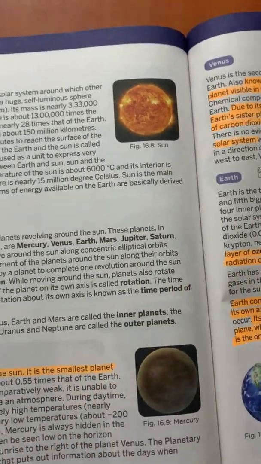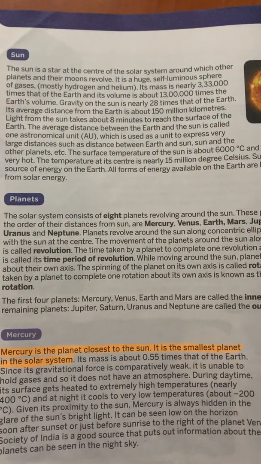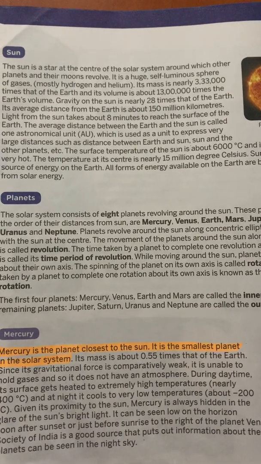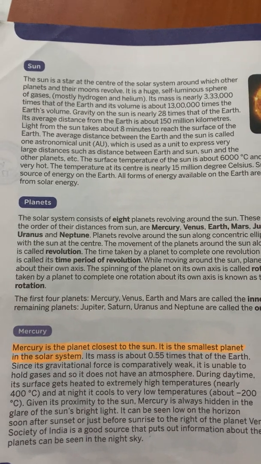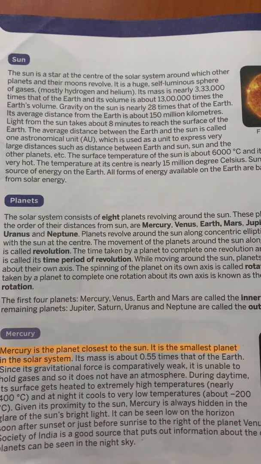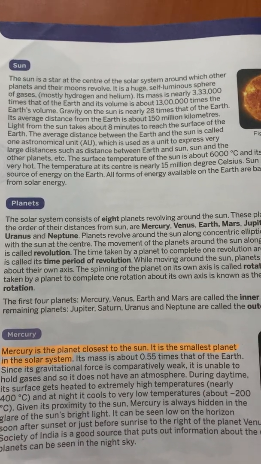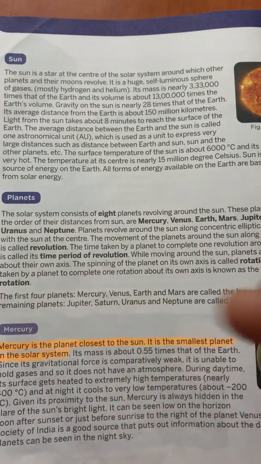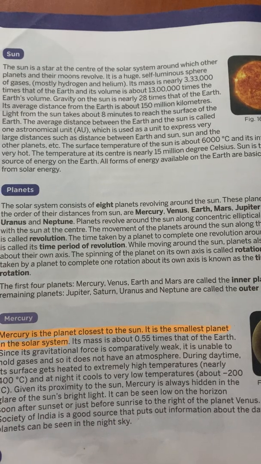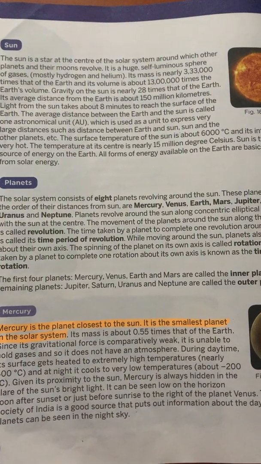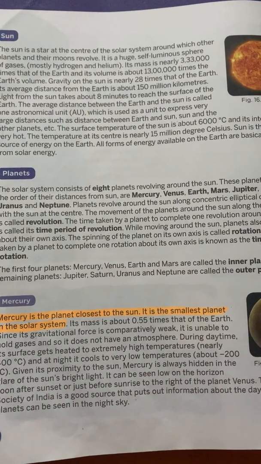We will be discussing the sun in detail. The sun is a star at the center of the solar system, around which all of the planets revolve. Then planets: there are 8 planets. Our solar system consists of 8 planets revolving around the sun. These are Mercury, Venus, Earth, Mars, Jupiter, Saturn, Uranus, Neptune.